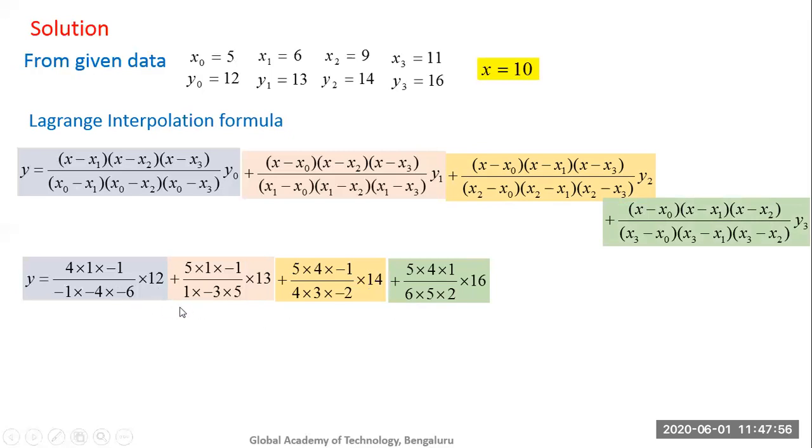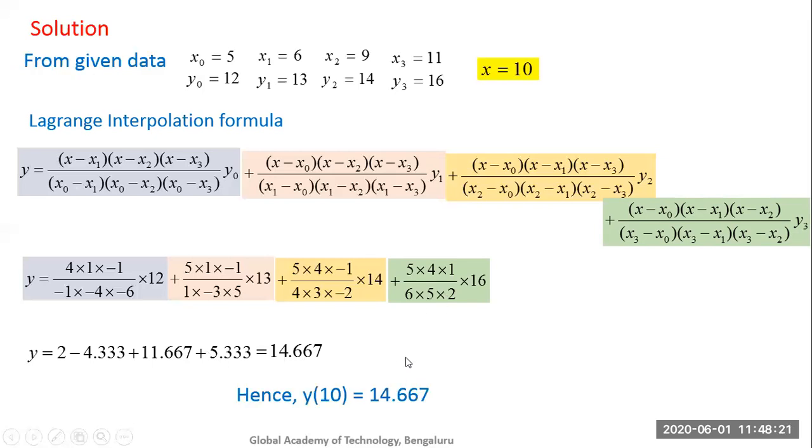Now simplify each of these terms. The first term gives 2. The second term gives minus 4.333. The third term gives 11.667. The fourth term gives 5.333. Add all of these up and you get 14.667. So 14.667 is the value of y of the given function for x equal to 10. So the value of y at x equal to 10 is 14.667.